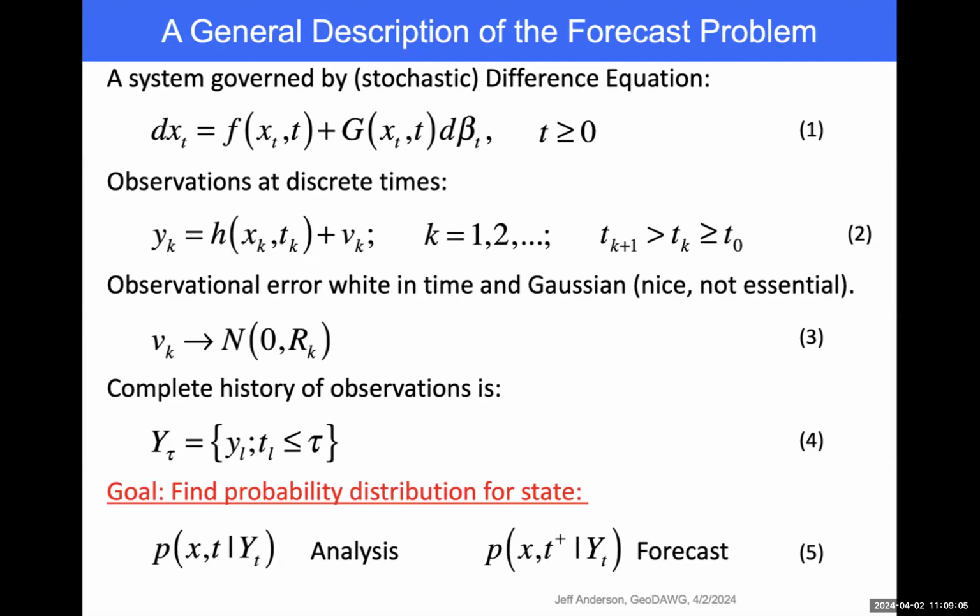And the definition then of our prediction problem, analysis and forecast, are in equation 5. At the left, we have the probability of x, the state of the model, at time t, given all the observations up to and including the current time. And that's our analysis. And the forecast is simply the probability of x at some time that's greater than the current time, given all those observations up to the current time. We could also write down some smoothers and other types of things one might want to do, but these are sufficient for today.